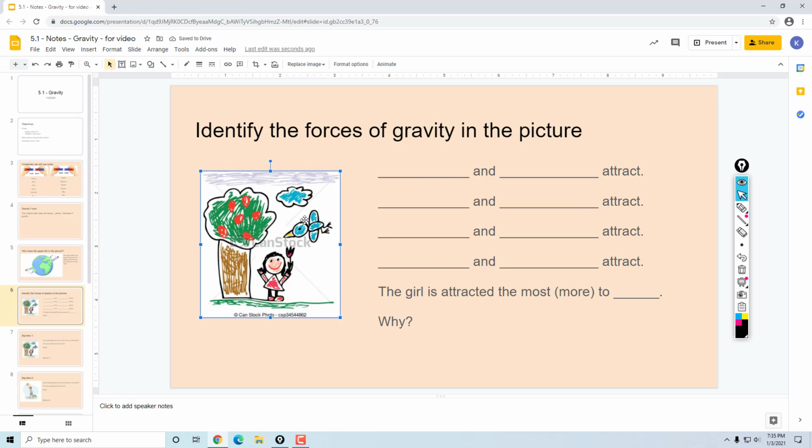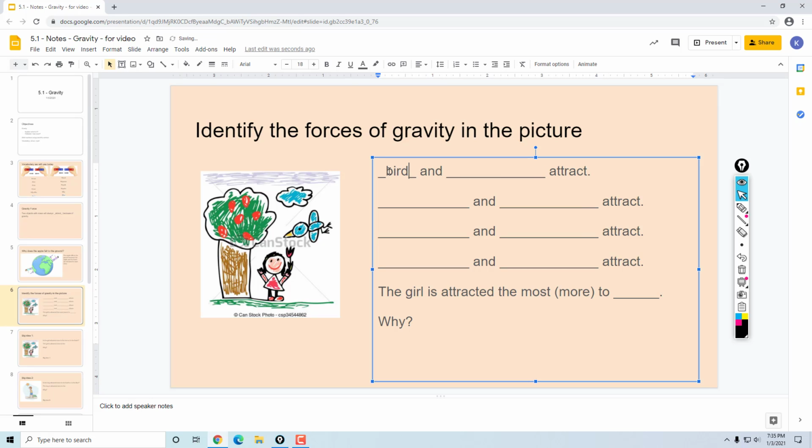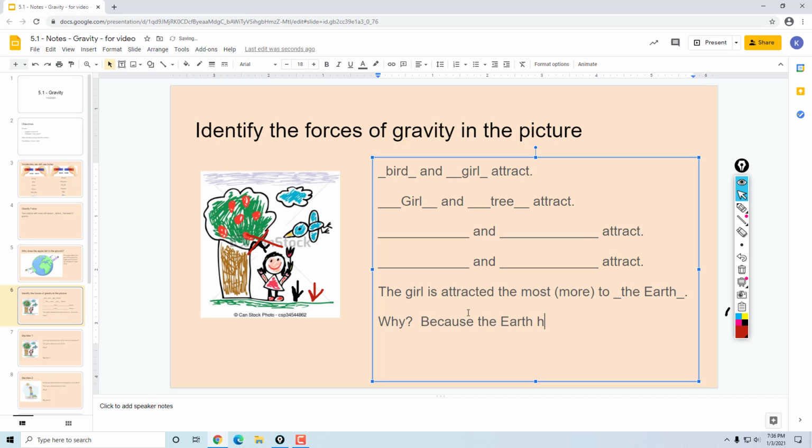Gravity force. So in this picture, we know that the bird and the girl will attract each other. For example, the girl and the tree will attract each other. So everything will attract each other. But actually, the girl is most attracted to the earth. That's why the girl always has a force pointing downwards towards the earth and not towards the tree. Why? Well, because the earth has more mass than the tree or the bird.